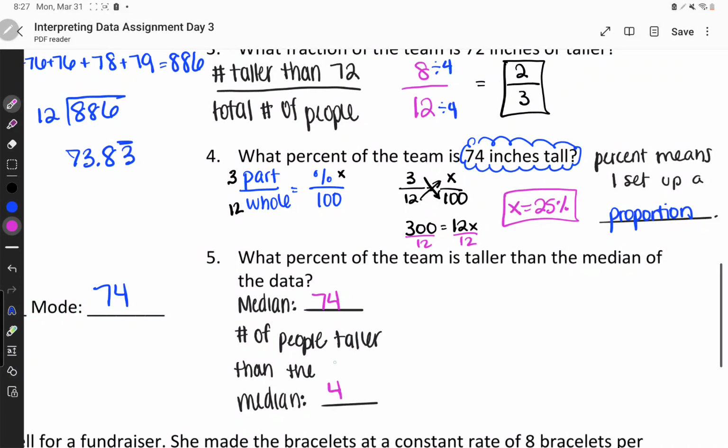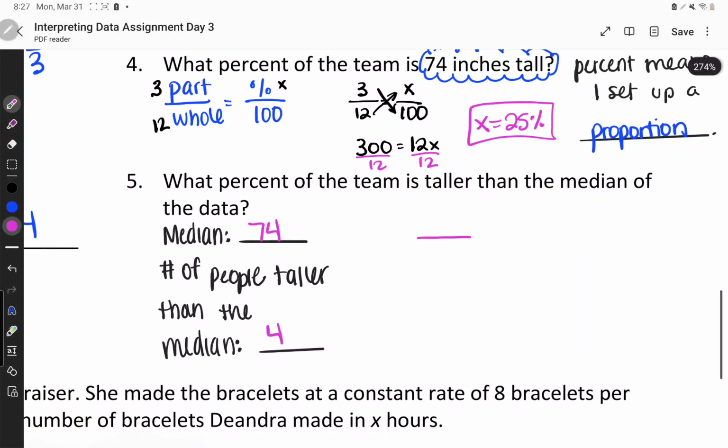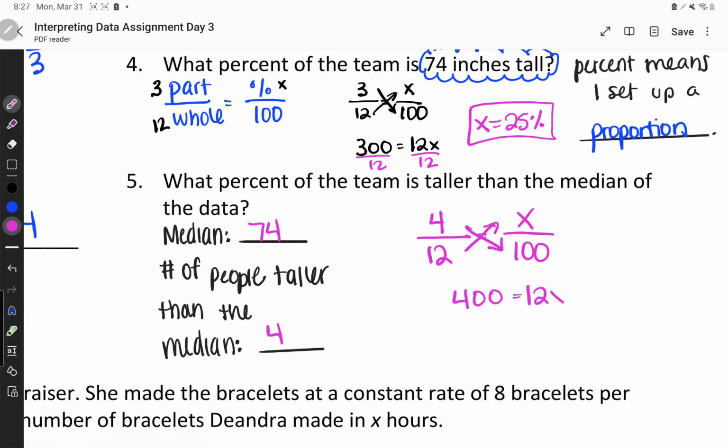4. So when I go to set up my proportion, this time my part is 4, and then my whole is still the total number of people that I have, which is 12, equals x over 100. Solve by cross multiplying, so I have 4 times 100, which gives me 400, and then I have 12 times x, which gives me 12x. Divide both sides by 12, and that gives me 33.3 repeating.